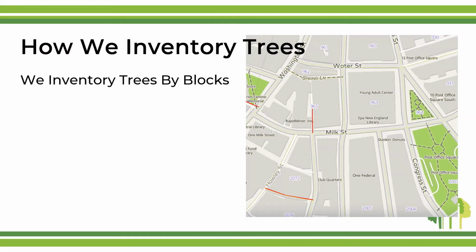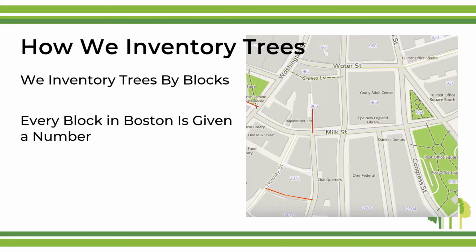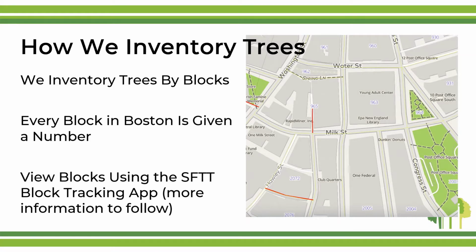For branching out, we inventory trees by city blocks. A city block is an area that is surrounded by streets on all of its sides. When you inventory, you will go block by block. Each block is assigned a number that allows us to track which blocks have been done and which still need to be completed. To view, reserve, and mark blocks as complete, you will use the Speak for the Trees block tracking app. More information about this will be provided when you register as a volunteer following this training.